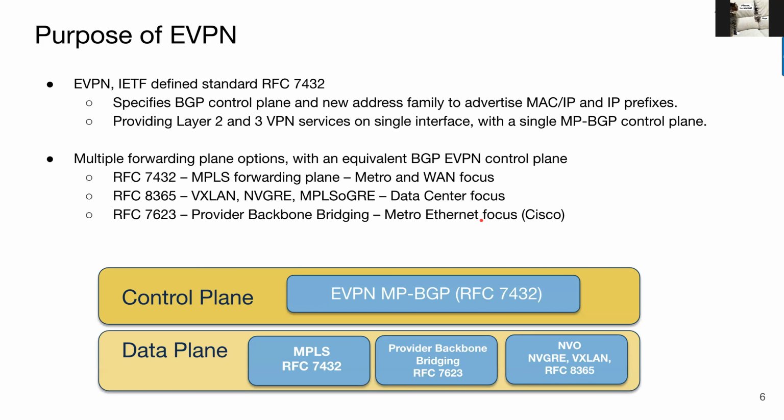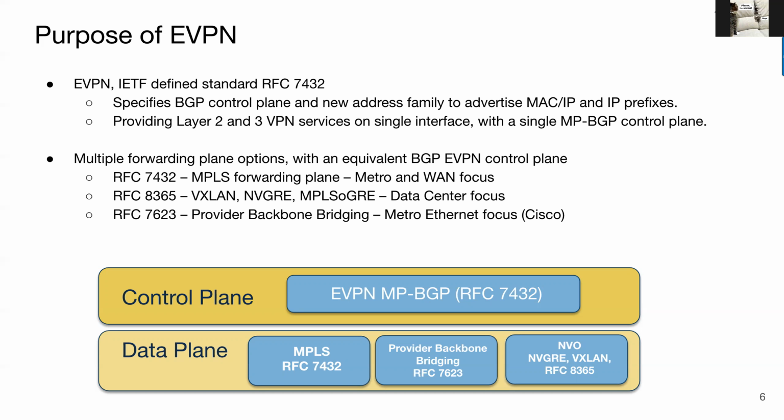All right, so what is the reason we have EVPN in the first place? Well, EVPN or Ethernet VPN has actually been around for a really long time with this RFC 7432. It was first introduced to be a BGP control plane with new address families to advertise MAC IP information as well as IP prefixes. In the beginning, it was used for MPLS as a forwarding plane. So always keep that in mind going forward, that EVPN is our control plane.